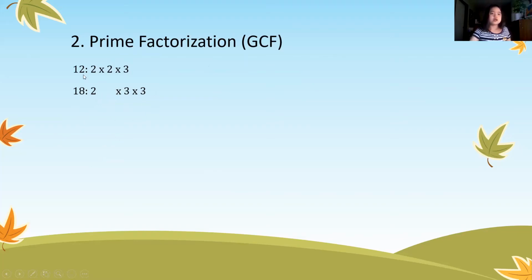Now, align and find the factors that are the same in different sets. 2 and 3. Now, the repeated 2s and 3s count as 1, so you cannot count 3 times 3 or 2 times 2. So they count as 1. The next thing you're going to have to do is to multiply the ones that are the same in different sets. So 2 times 3 is equal to 6. So the GCF is actually 6.